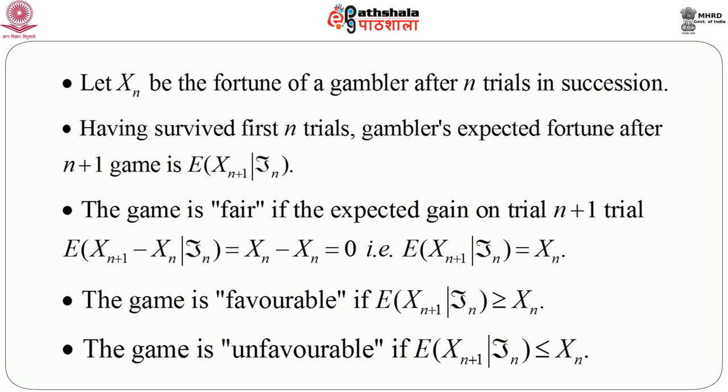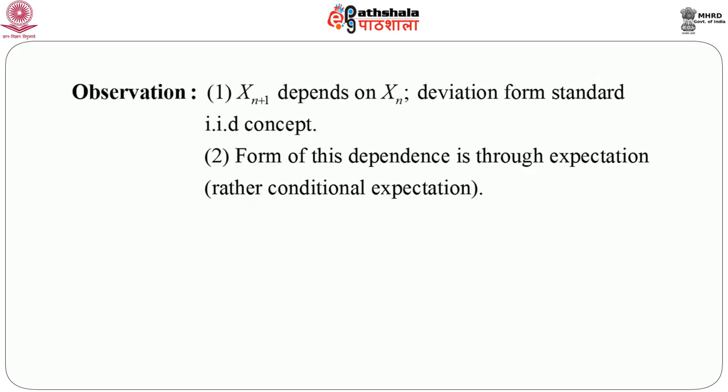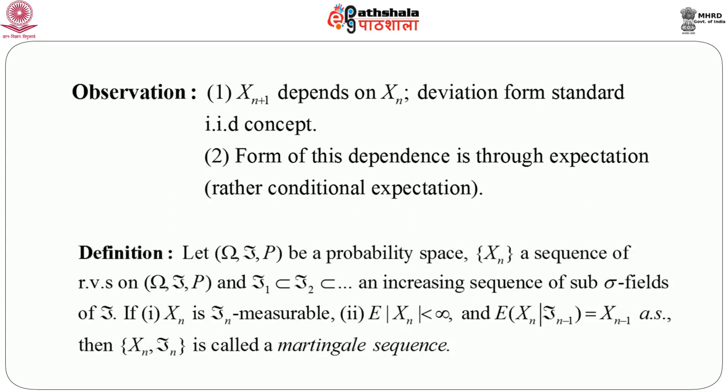So one interesting observation that immediately appears from this is that the expectation of xn plus 1 given the sigma field generated before that, if this equals the variable observed at the previous trial, that is xn, that means the expected value of xn plus 1 only depends on the previous random variable, or the previous observation, and not on the other past observations before that.